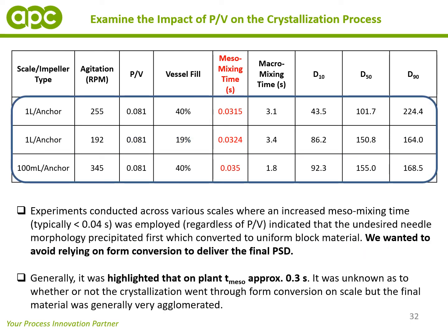However, when we looked at the meso mixing time, we started identifying that heading towards the lower end of meso mixing time, around 0.03 seconds, we were seeing the needle morphology precipitating consistently, and we wanted to avoid this. We felt that the precipitation was probably a function of increased supersaturation levels and rapid mixing occurring on that small time scale. It was also highlighted on plant that the meso mixing time was approximately 0.3 seconds, and there was no evidence on plant that the needle morphology precipitated initially. We felt the meso mixing time was something to explore in further detail.